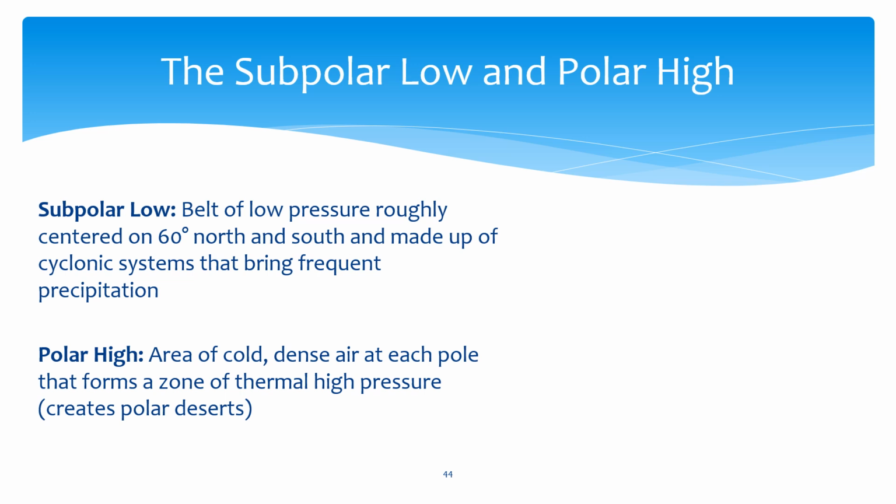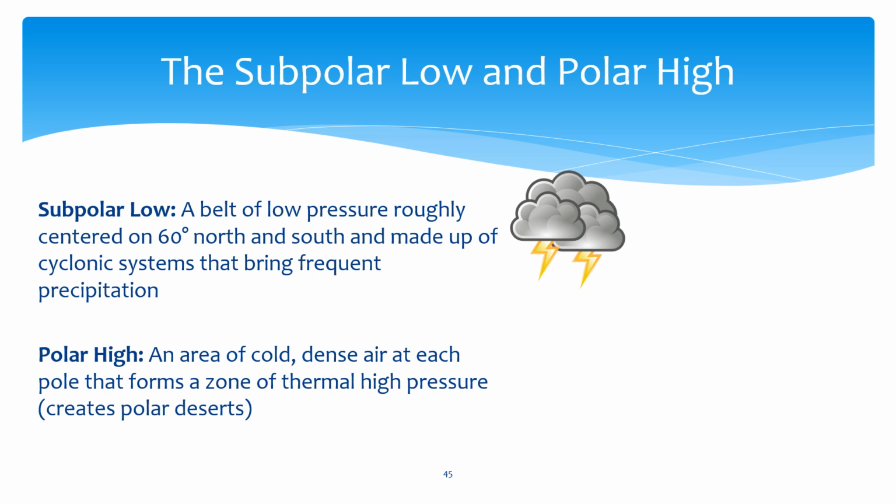So, because it is associated with lots of frequent precipitation, I'm going to give it a little storm cloud to help you remember this. Our polar high, well, this is where we started out. This is an area of extremely cold, dense air at each pole that forms a zone of thermal high pressure. Do not be tricked by this word thermal. It in no way, shape, or form indicates anything warm is going on at all.